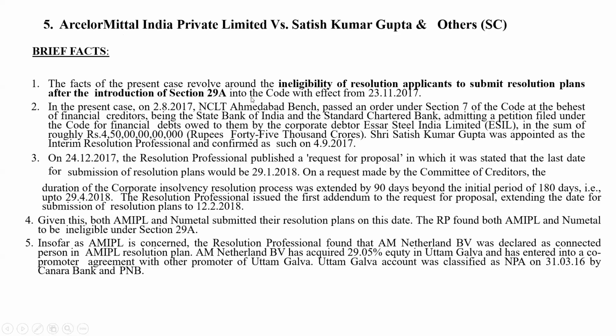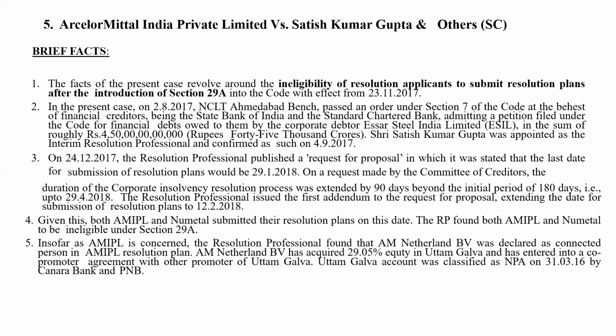The facts of the present case revolve around the ineligibility of resolution applicants to submit resolution plans after the introduction of section 29A. ठीक है, in this case NCLT admitted an application under section 7, ठीक है, and there were two resolution applicants, ArcelorMittal India Private Limited and New Metal, but both were found ineligible. Regarding ArcelorMittal, the AM Netherlands BV was declared as a connected person in the AM IPL resolution plan. AM Netherlands BV has acquired 29% equity in Uttam Galva and has entered into a co-promoter agreement with other promoters of Uttam Galva. Uttam Galva account was classified as NPA.